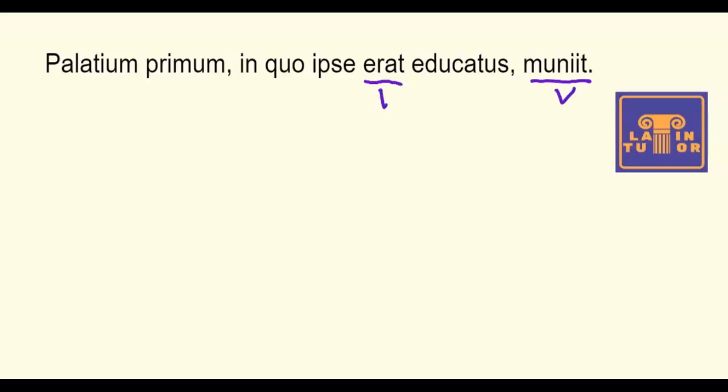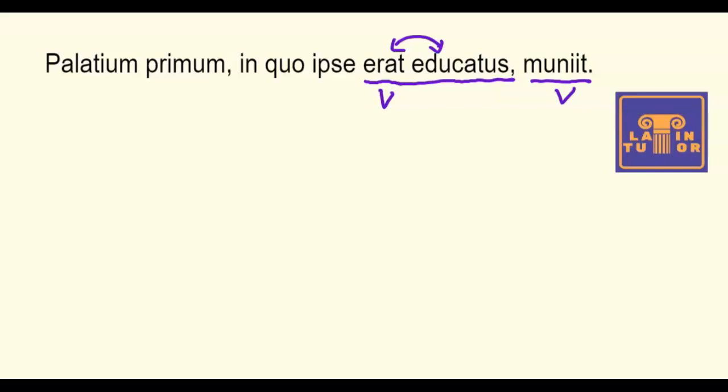Now, is this erat on its own? It's a third person singular. We have an educatus next to it, which is from educo, to bring up. It probably is a participle. Yes, so participle plus imperfect of the verb to be, this will be a verb altogether. Yes, a verbal form, a periphrastic one. Then we have two verbs. One is erat educatus, the other one is munit.